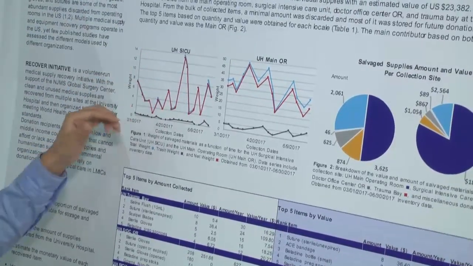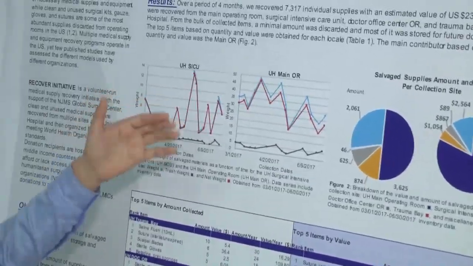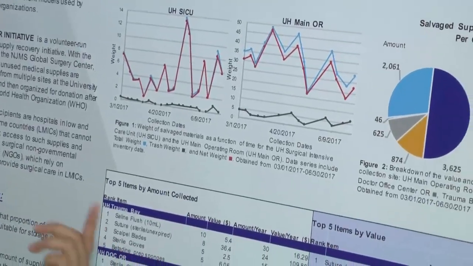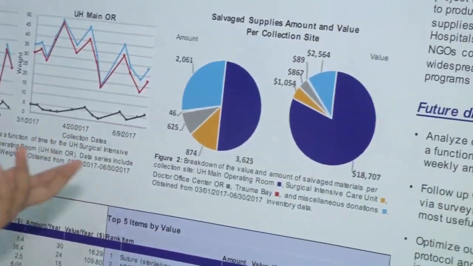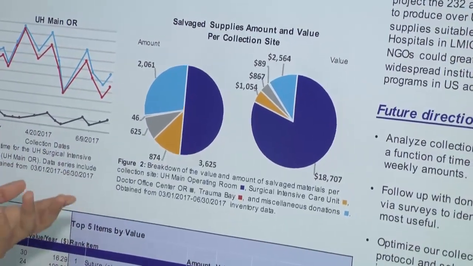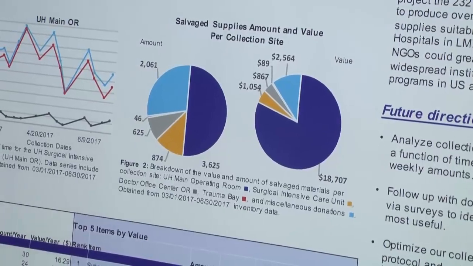And we see that there is very little trash generated. So we see that most of the stuff that we collect, we can reuse it. In addition to that, we also found out that our main operating room is the main contributor of supplies, both in terms of amount and value. So that's also something to look at.